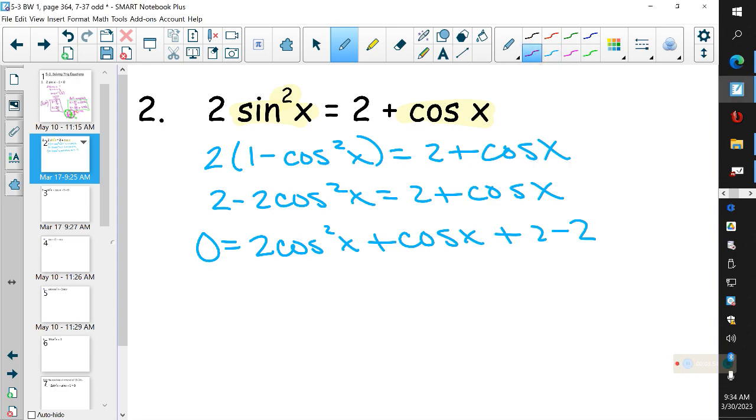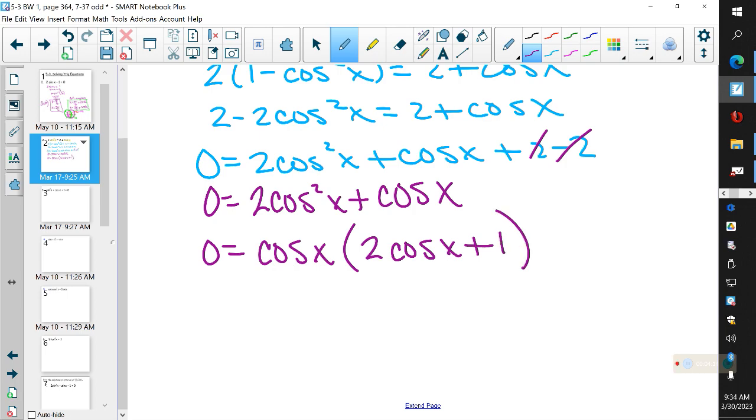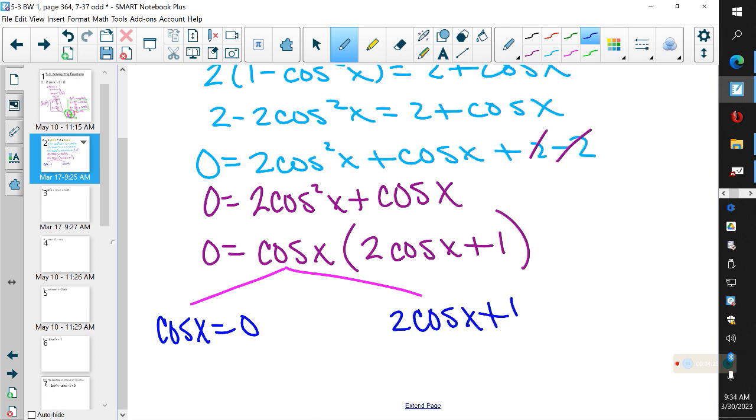So the 2's are going to cancel out, and you're going to have 0 is equal to 2 cosine squared of x plus the cosine of x. And from here, you're still factoring, so this means I have a GCF, and my GCF is going to be a cosine. If I pull a cosine out, I'm left with 2 cosine of x plus a 1. So from here, I'm going to break this down into 2. I'm going to have that the cosine of x is equal to 0, and I'm going to have that 2 cosine of x plus 1 is equal to 0.